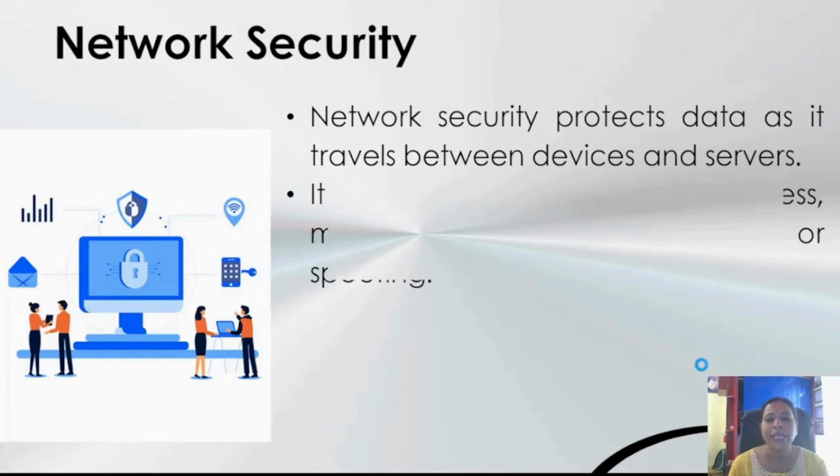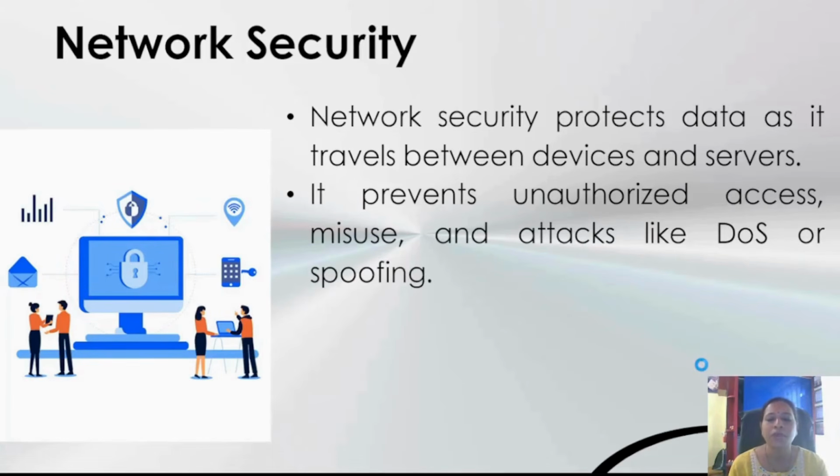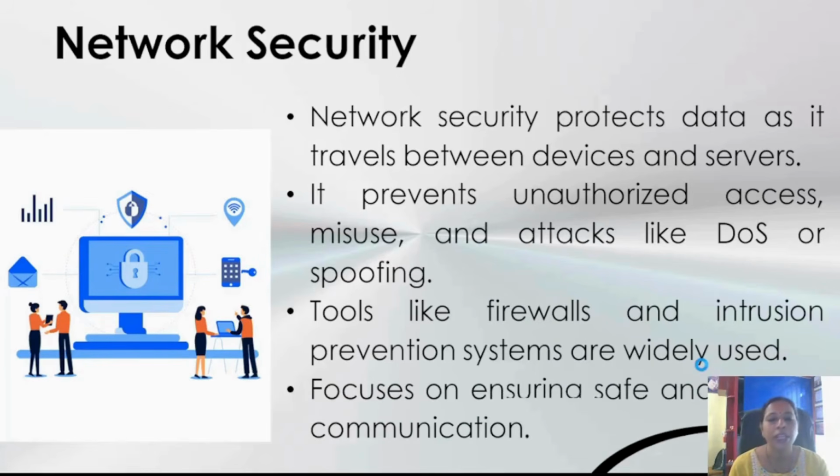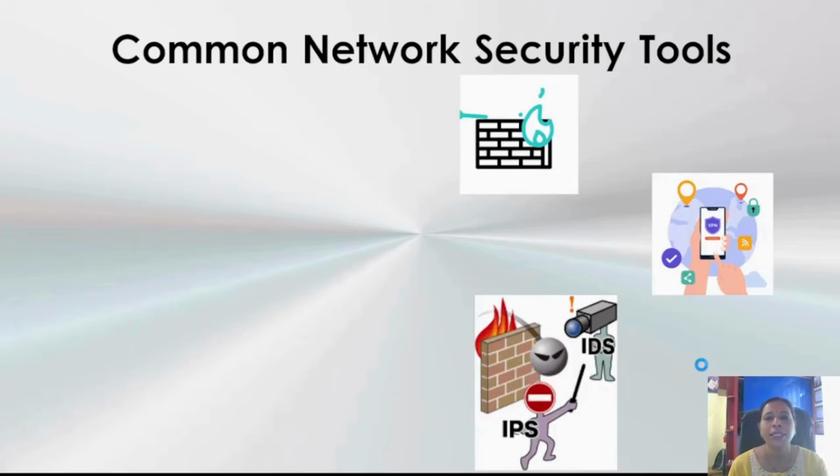And when we send an email or access a website, our data passes through several routers and servers. If unprotected, hackers can intercept or alter it. So basically, network security prevents this by using encryption, firewalls, and monitoring tools to detect unusual traffic patterns. It also includes authentication protocols to ensure that only authorized users access the network.